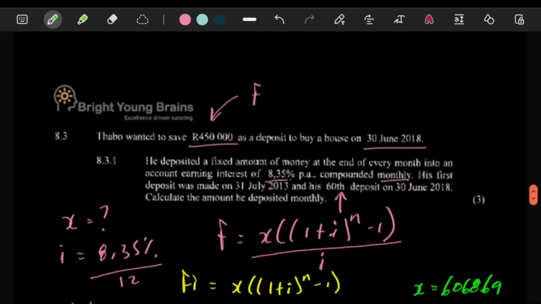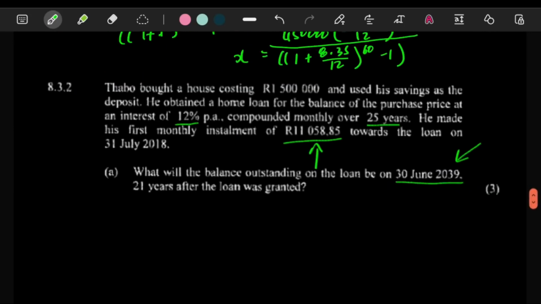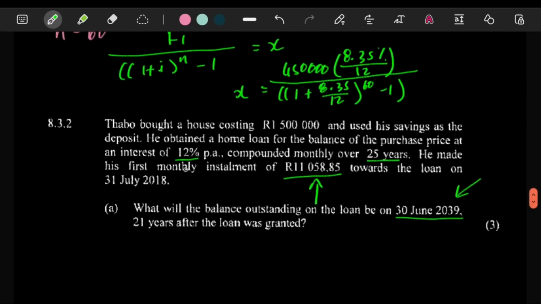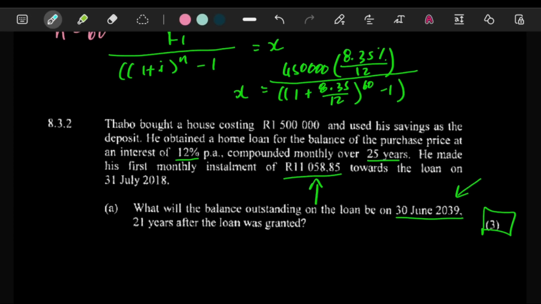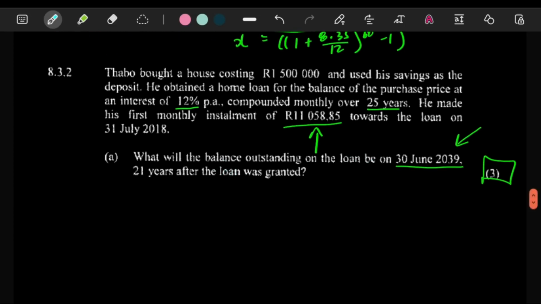Let's see, did this match up? Oh, okay, so by June he was done gathering his deposit, and then by July he now had money and was paying for his loan. Because this is a 3-mark question, I don't think it has any special things. Here, we need the outstanding balance on a loan.